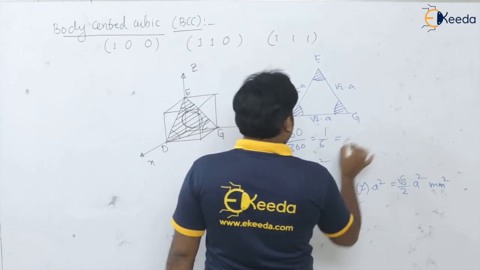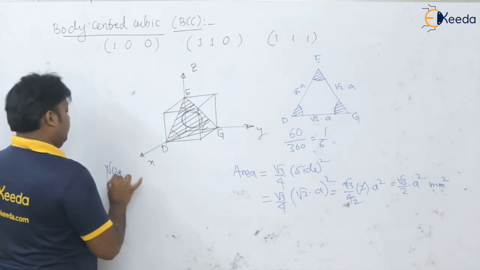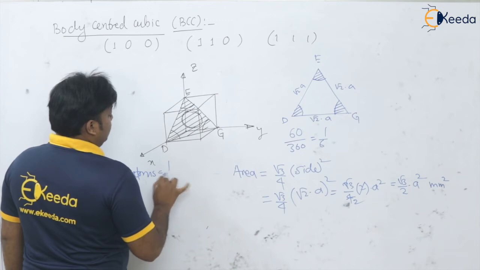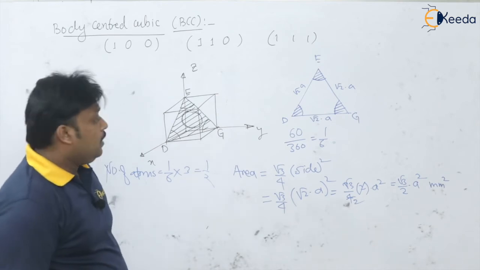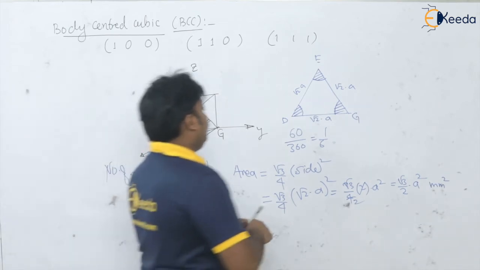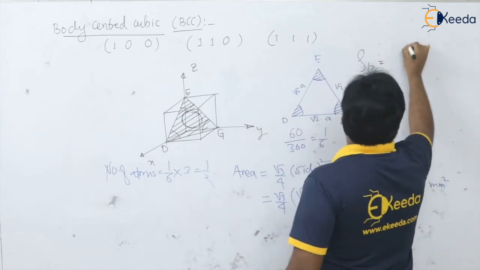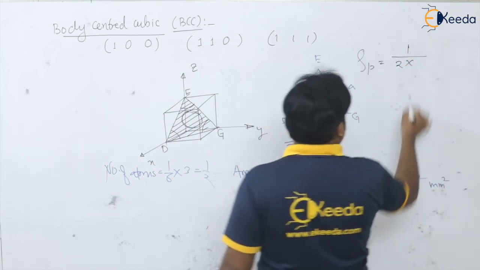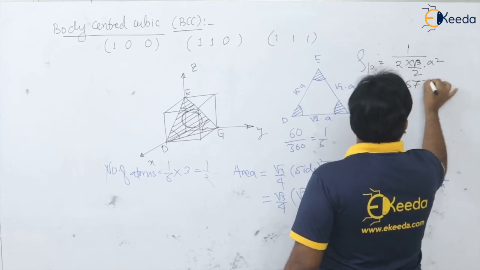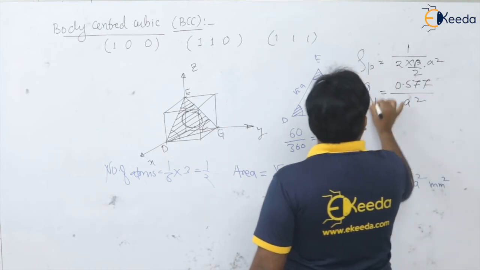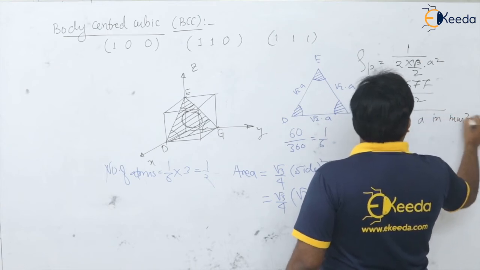And how many atoms here? 1, 2, 3. So the number of atoms, I will write here. How many atoms are in the plane? 1/6 of how many? 1, 2, 3. That is half, 0.5 atom is there. So calculate this planar density. What is the formula? Number of atoms divided by area of plane. Number of atoms is half, into area of plane, root 3 over 2 a square. So again it is 0.577 upon a square. This is the planar density, where a is in millimeter square, don't forget.